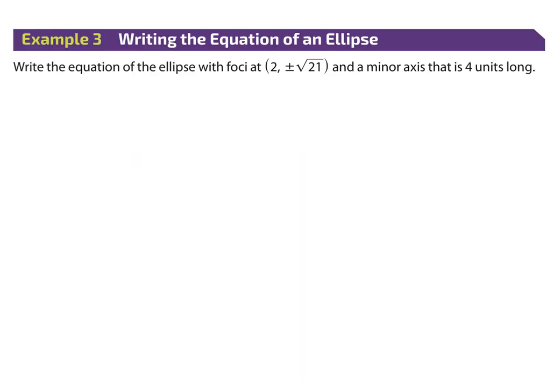Write the equation of an ellipse. It says write the equation of an ellipse with foci at 2, positive or negative square root of 21, and a minor axis that is 4 units long. All right?